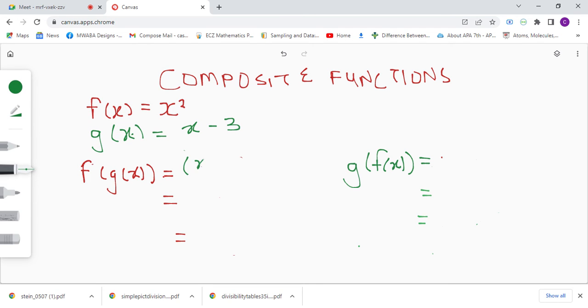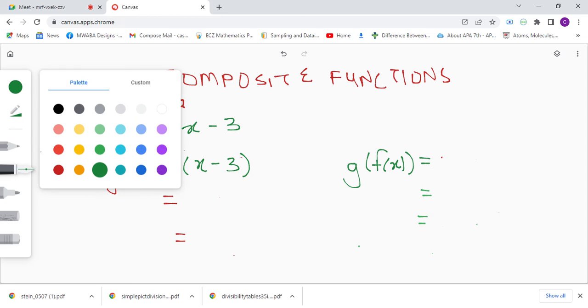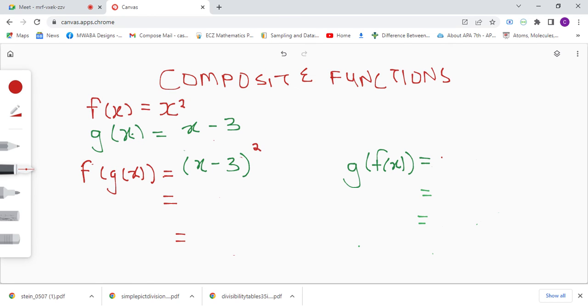So we have x minus 3 squared. We replaced our x variable with the g function. So let's do our tabulation. So x minus 3, since it's squared, we have to put the brackets like this, and we expand the brackets.